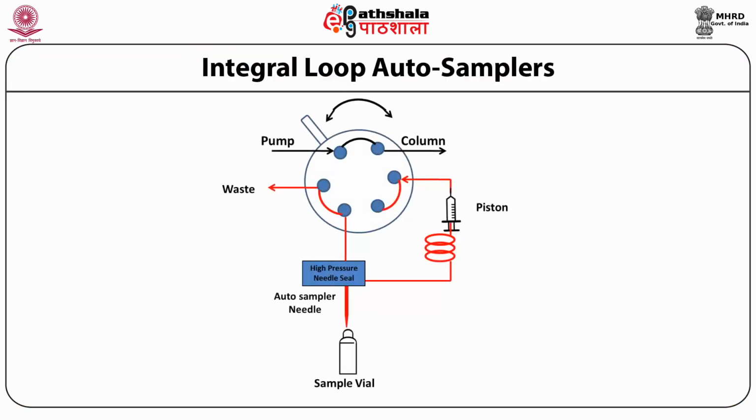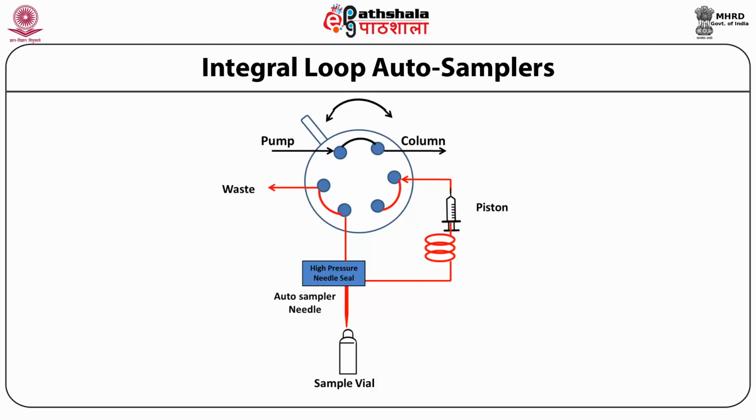The mechanism of integral loop autosamplers is similar to other autosamplers except that it includes a high pressure seal for introducing the sample into the column. The high pressure needle seal is connected to the rotor seal through a capillary tube. The effluent flow is directed from the pump to the analytical column.